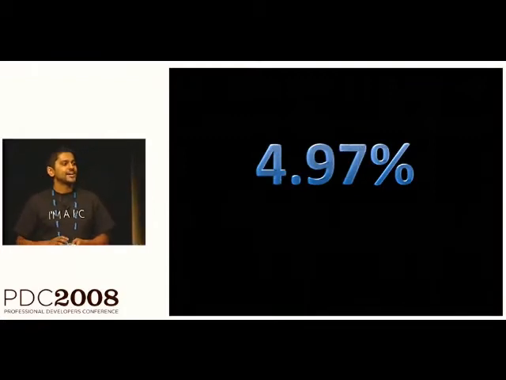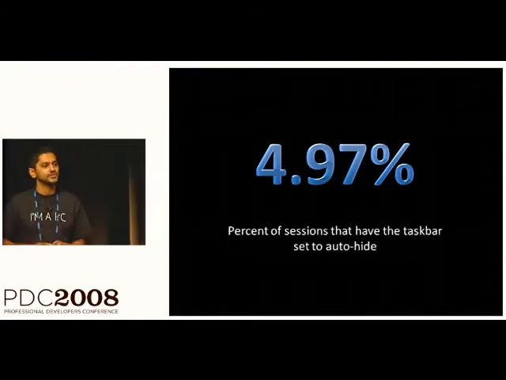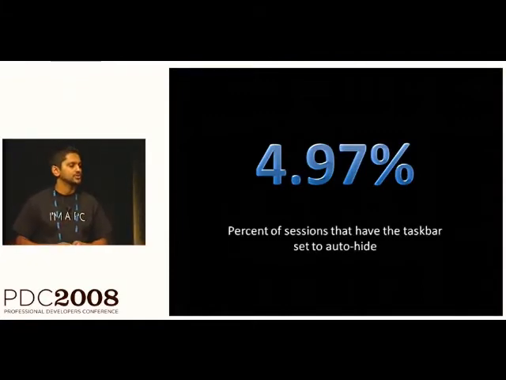And 4.997%, any thoughts? It's the number of sessions where people enable auto-hide. So again, very, very low usage there. And again, let's bring some meaning to all these numbers.